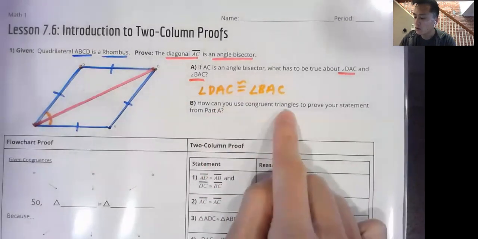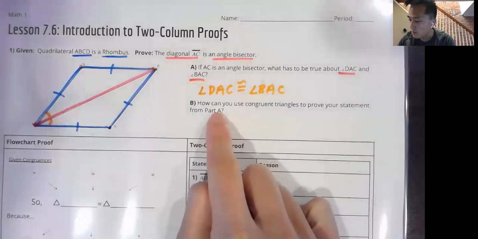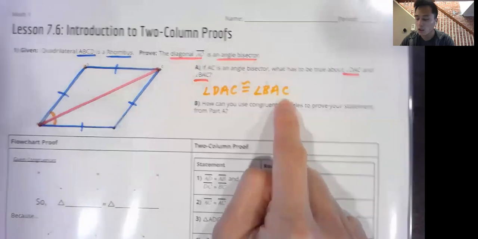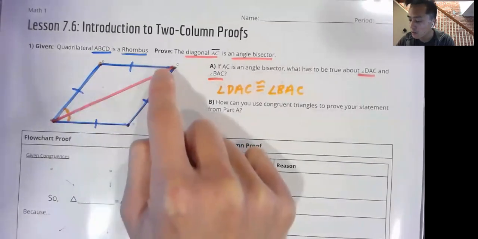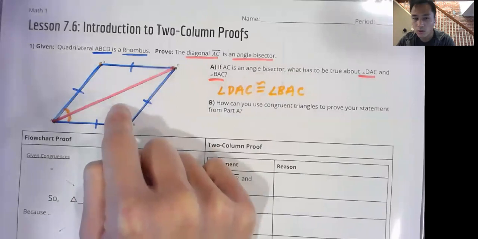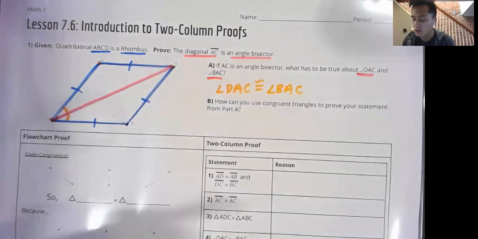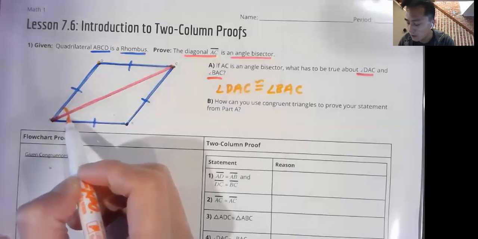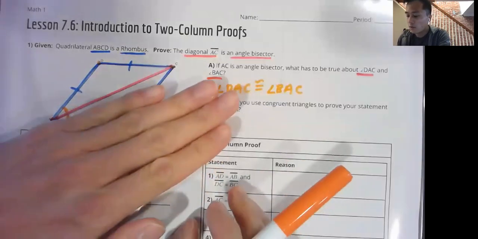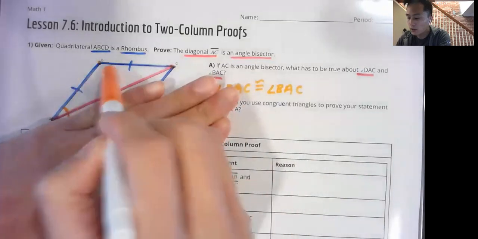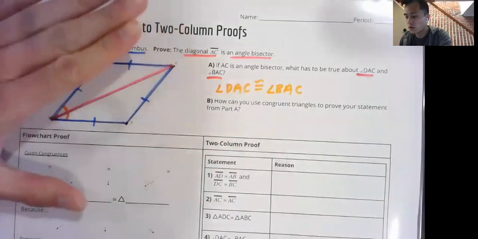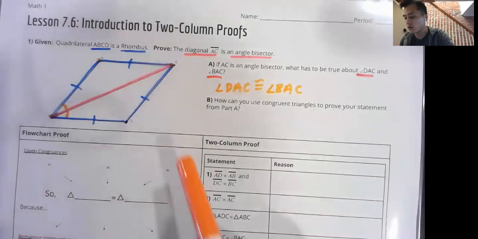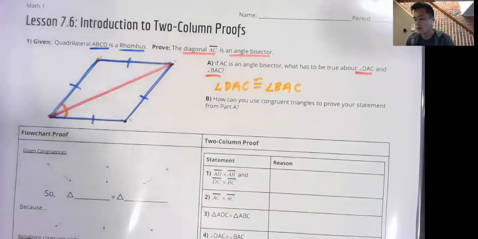And so how can we use congruent triangles to prove this part, that angle DAC is congruent to angle BAC? Well, notice that the diagonal splits the rhombus into two triangles. And we're trying to prove that this angle up here is congruent to this angle down here. And if we can prove that this top triangle is congruent to this bottom triangle, then we can conclude that these two angles have to be congruent.